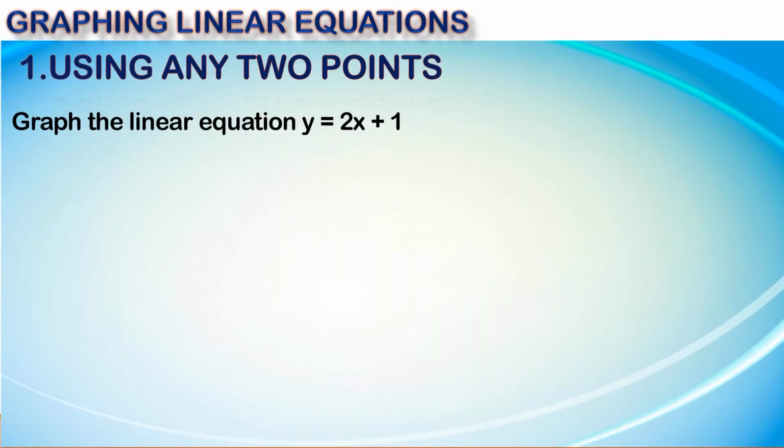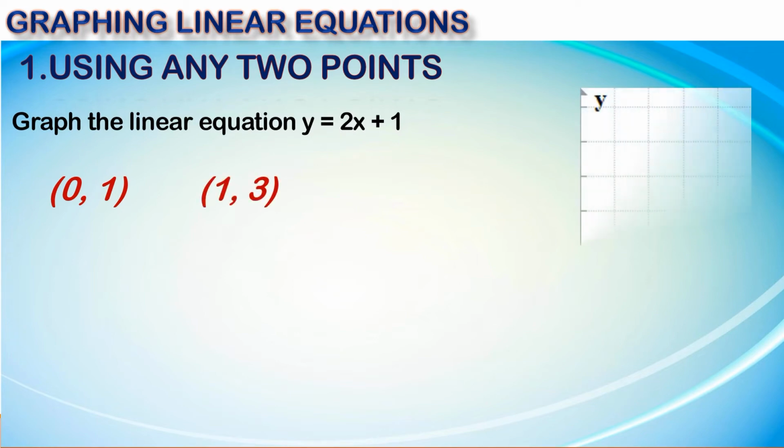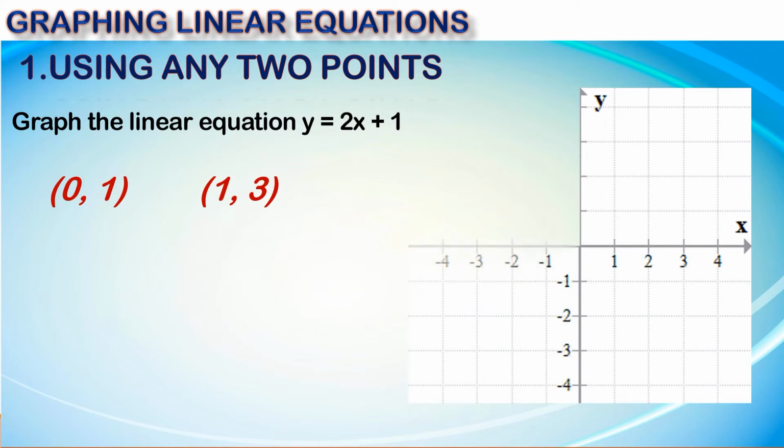So the solutions obtained imply that if x is equal to 0, then y is equal to 1. Also, if x is equal to 1, then y is equal to 3. Thus, we have the ordered pairs (0, 1) and (1, 3) respectively. So what does this mean? This means that the line passes through these points, and now let us plot these points and draw a line through them.